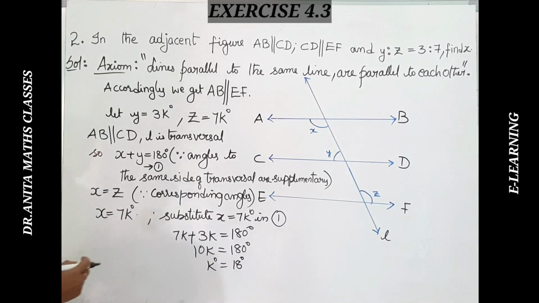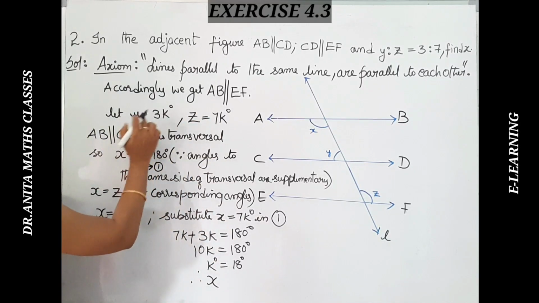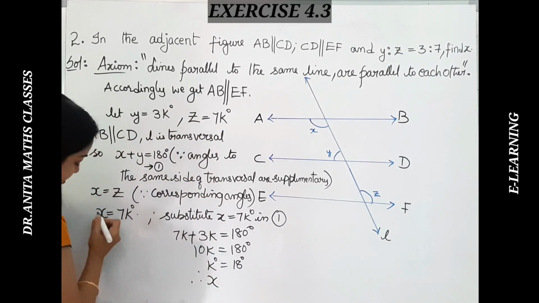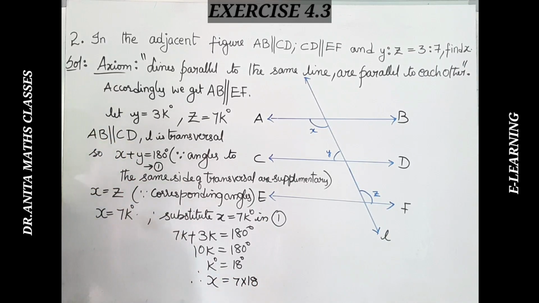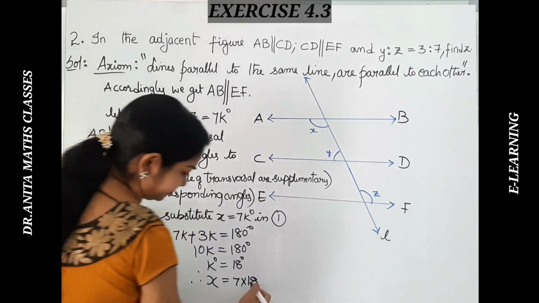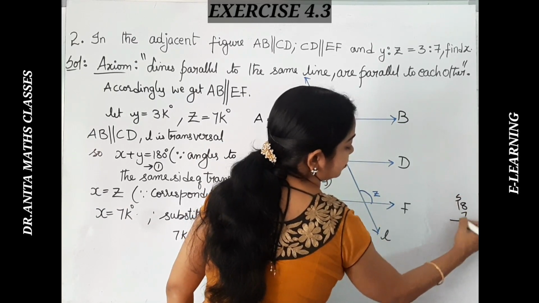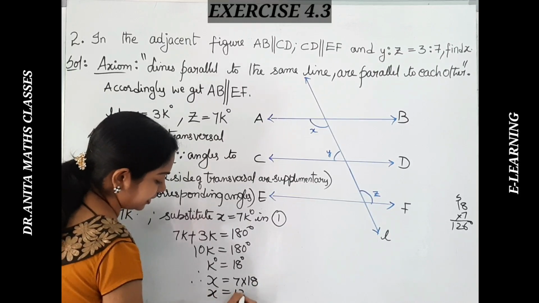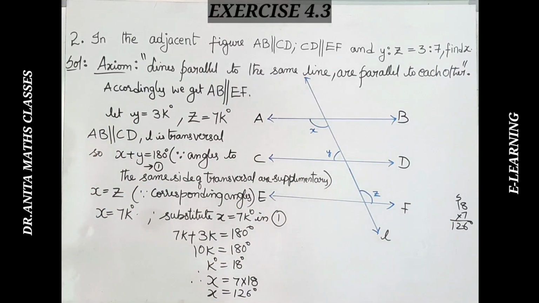We got k as 18 degrees, but what we have here is X equal to 7k. We supposed x has some k, y has 3k and z has 7k. That k is a constant, okay. But x is equal to 7k, so 7 multiplied by 18 degrees. If you multiply it, 126. So x is equal to 126 degrees. So this is find x. Okay, pause the video and note it down.